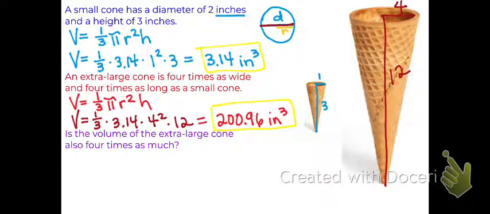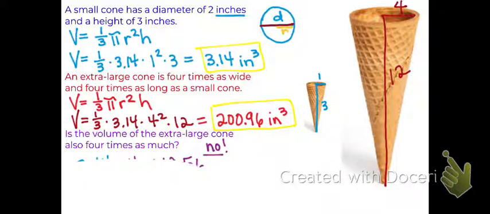So the question, is the volume of the extra large cone 4 times as much as the volume of our small cone? So this is something we can easily test out. Let's take the volume of our small cone and multiply it by 4 and see if we get the volume of our extra large cone. If we put this into our calculator, I think you could probably already see it's going to be a lot less than 200.96. It's only 12.56. So 200.96 isn't 4 times as much as 3.14. So our answer is no.